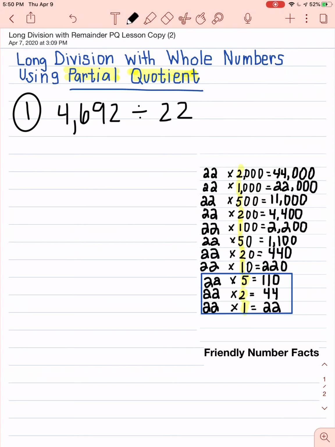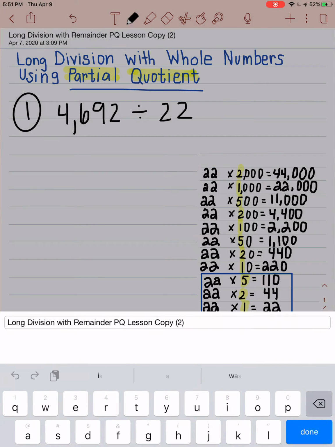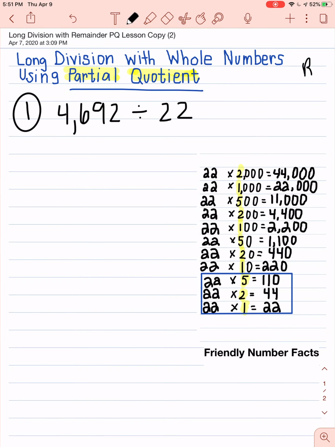We're going to divide 4,692 divided by 22. I already did the friendly number facts here on the right side of the screen.